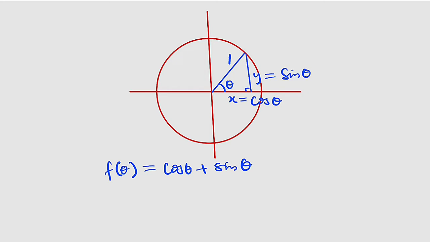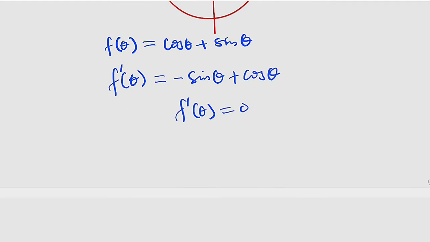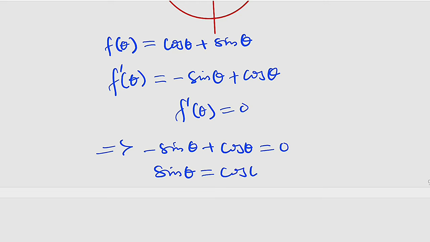Next, I would like to find the critical points by setting the first derivative of this function equal to 0. The derivative of this function, f prime of theta, is equal to the derivative of cosine of theta, which is negative sine of theta, then the derivative of sine of theta is plus cosine of theta. If you set the first derivative to be 0, this implies that negative sine of theta plus cosine of theta is equal to 0, and sine of theta is equal to cosine of theta in this case.